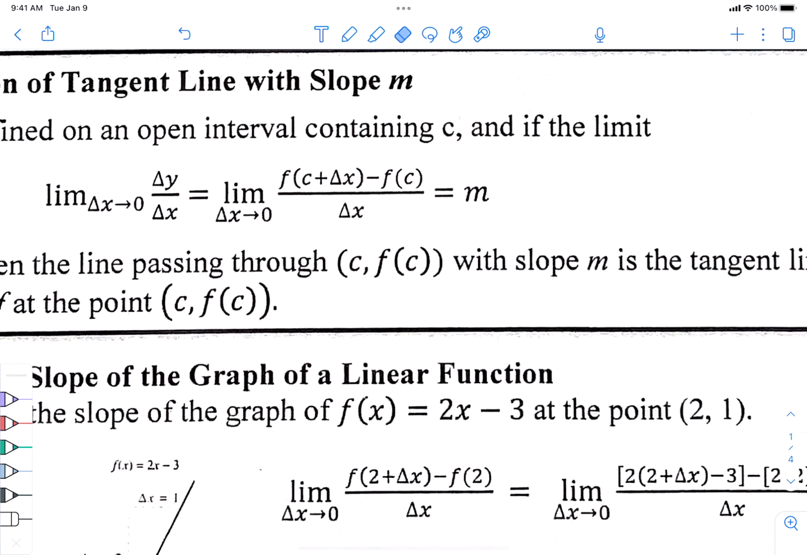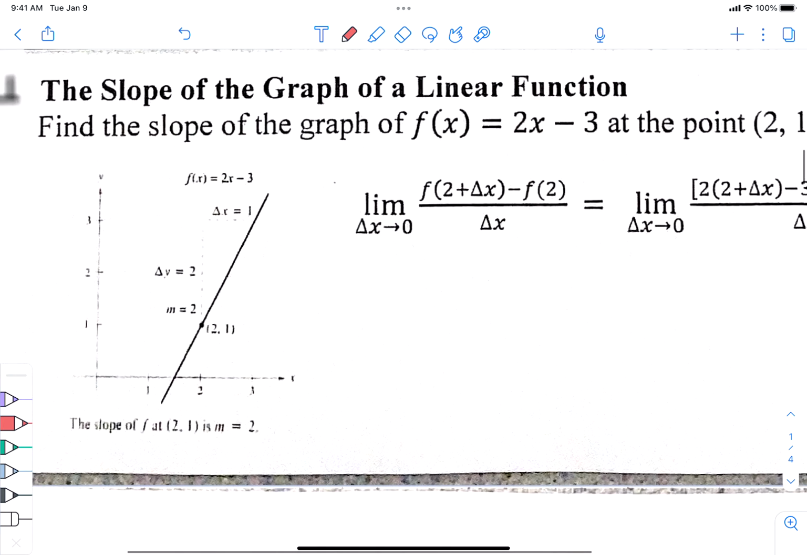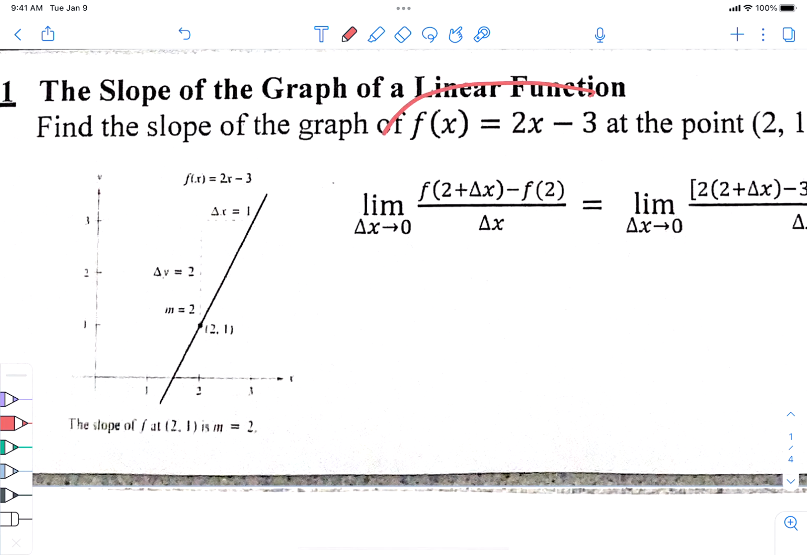So we're trying to find the derivative. Okay, and I gave you the function right here. This is the function that we're graphing, 2x minus 3. Okay, that's this line right here. It's just a linear function. They made it really basic. They're making it really easy for you. And I want to find the slope at this point right here, at (2, 1).